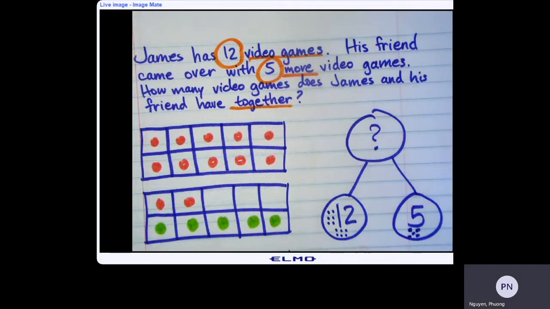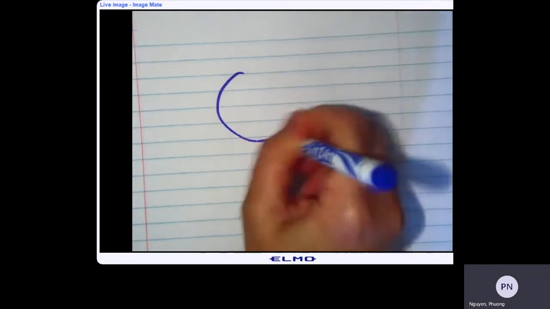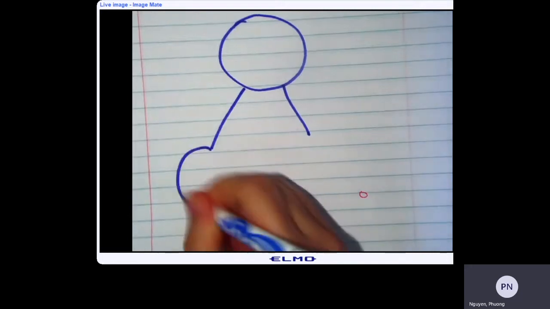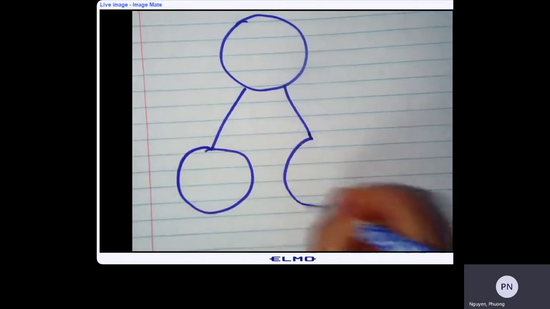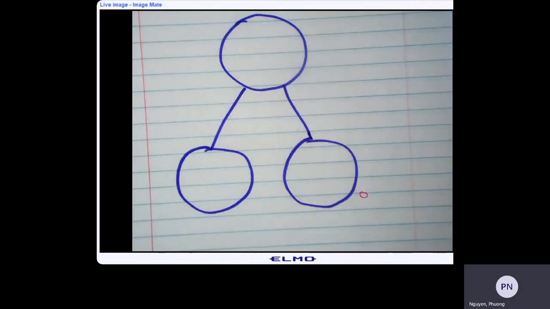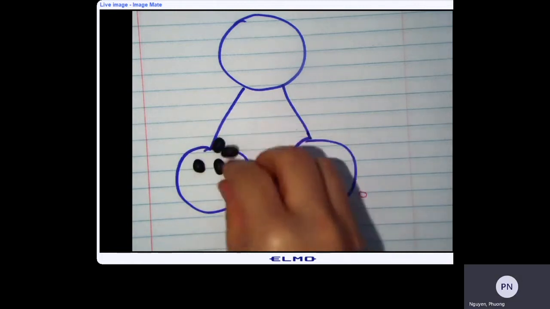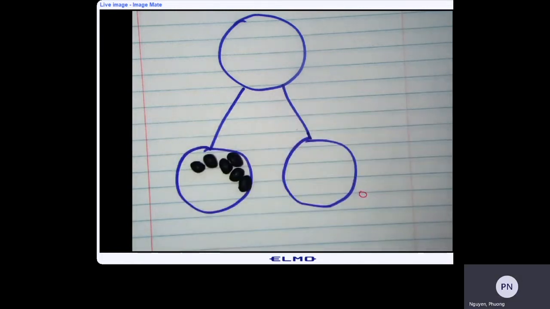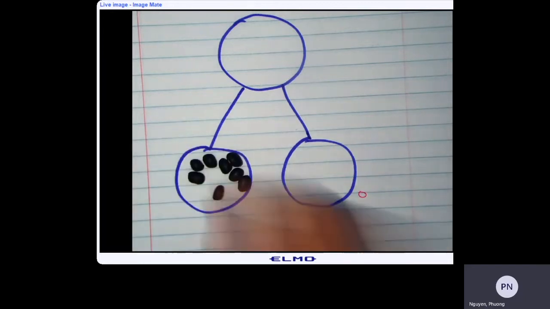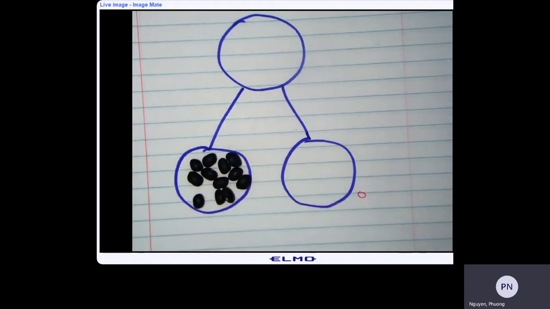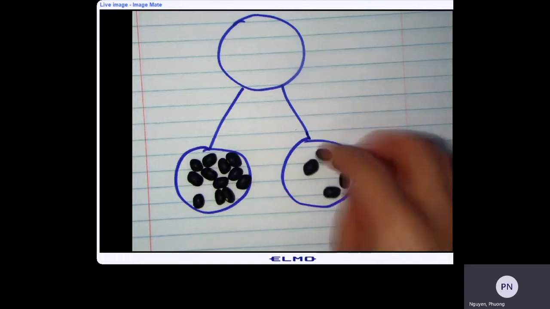Now let me show you how I would do that with the beans. So this was 12, 2, 4, 6, 7, 8, 9, 10, 11, 12. So that's 12 beans in here, and then 5 beans over here.